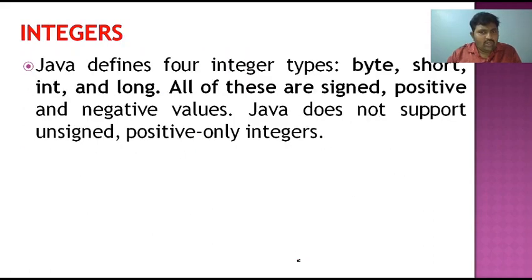Integers: whenever you want to store numerical values, natural numbers, we use the integers. The integers are classified into 4 categories: byte, short, int, and long. All of these are signed, so both positive and negative values can be stored. Java doesn't support unsigned, positive-only integers. Whatever numbers we use can be positive or negative.